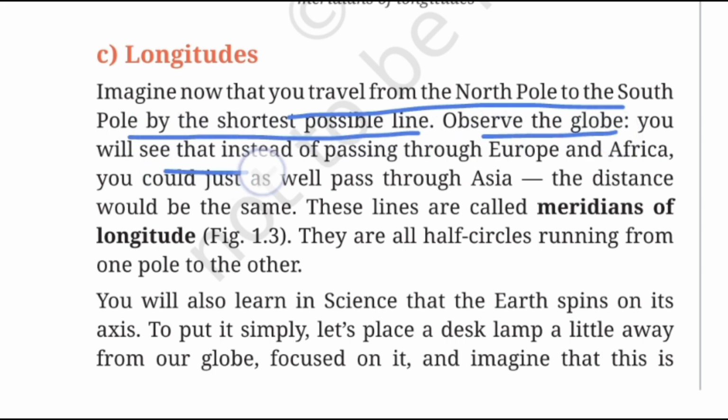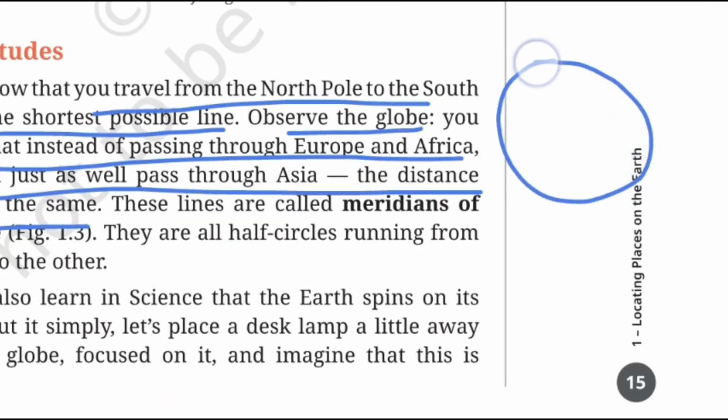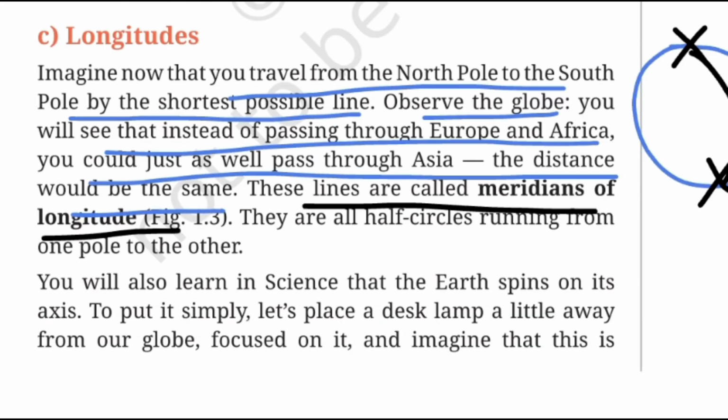You will see that instead of passing through Europe and Africa, you could just as well pass through Asia; the distance will be the same. That means just connecting the north and south, that particular shortest distance, will constitute one longitude. That is a summary. Whether it is passing through Asia or through Europe and Africa, everything will be the same. We are just talking about parallel latitude.